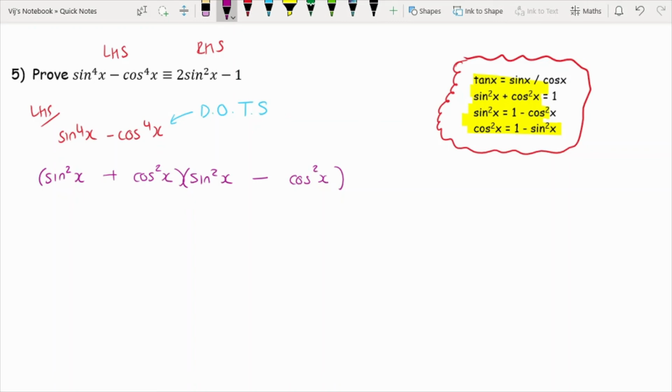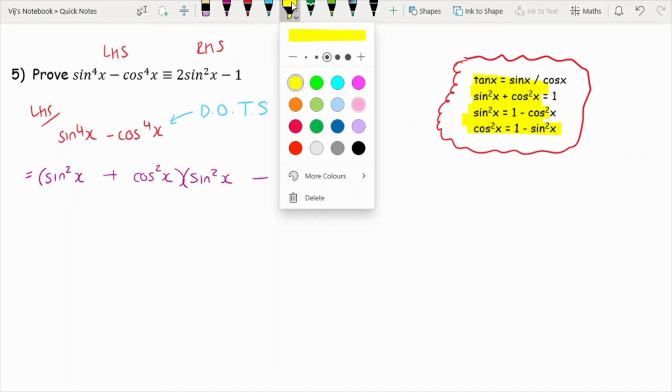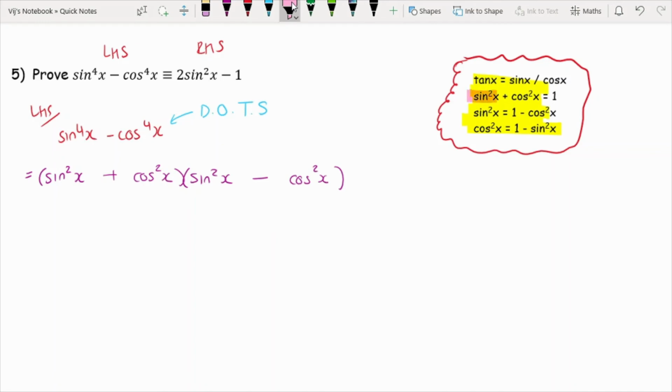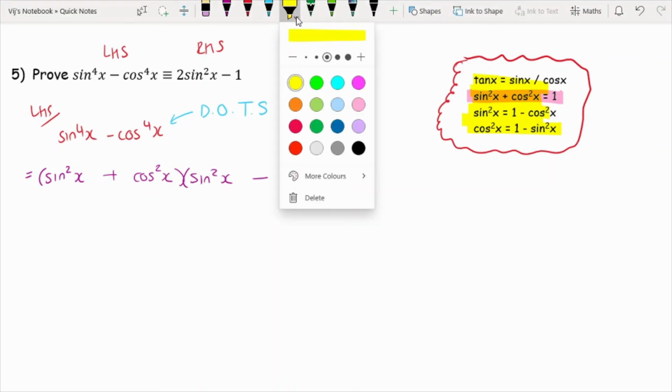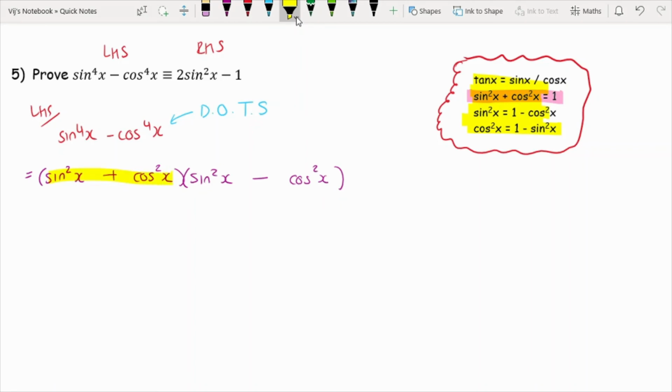So these two things are going to be equal to each other, and now using the second trig identity, which is labelled here, I know that this bracket here, so if I just get a different colour highlighter, let's go for this one, this here is going to be equal to 1. So all I'm left with is sine squared x minus cos squared x.